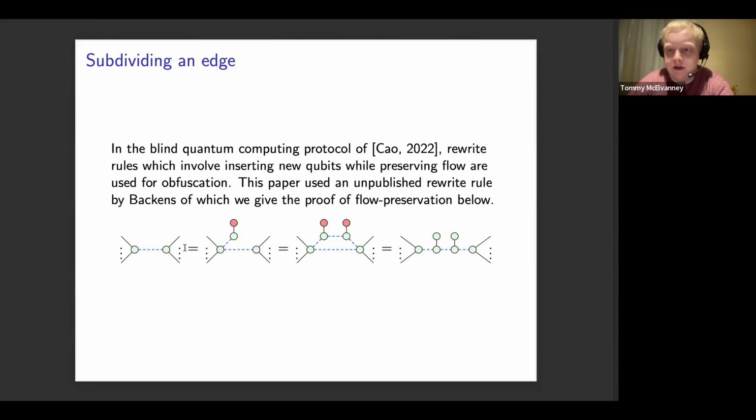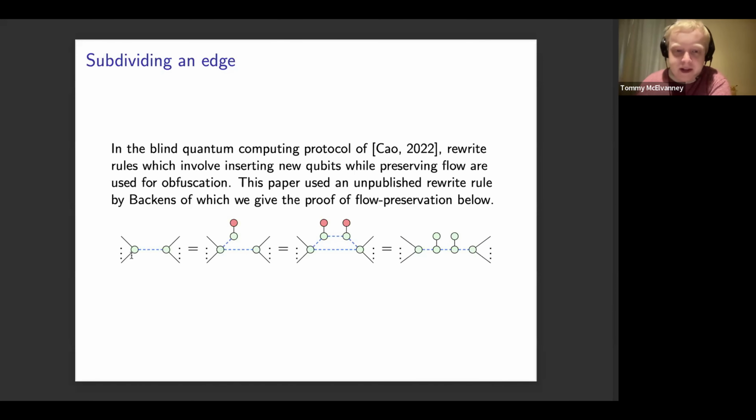Now, on to some other rules. So this was talked about by Xushang last week and used in his paper on blind measurement-based quantum computation. And the idea is we spent a long time proving that this preserved Pauli flow from the base. So given some diagram with Pauli flow on the left diagram, constructing some Pauli flow for the right diagram, it was pages long of proofs. And then after we came up with the Z insertion rule, we realized it's just trivial.